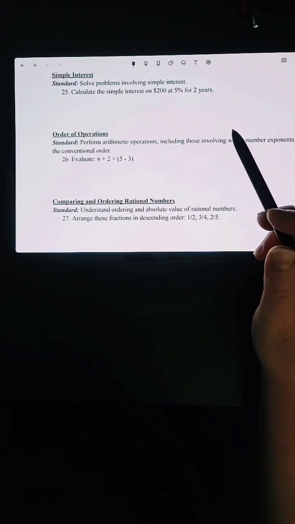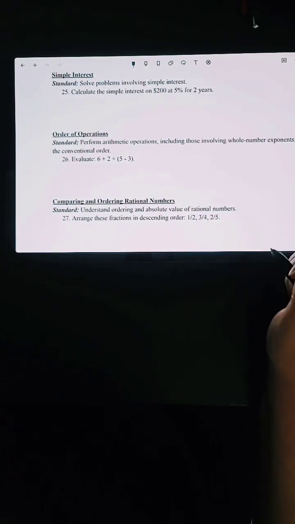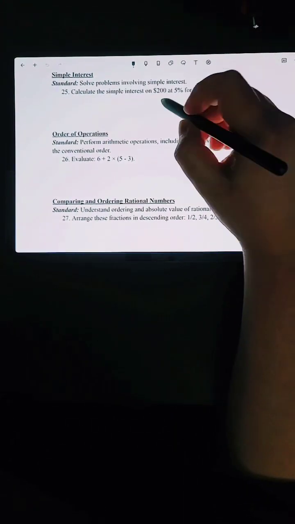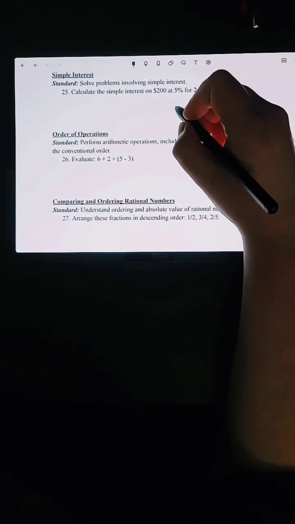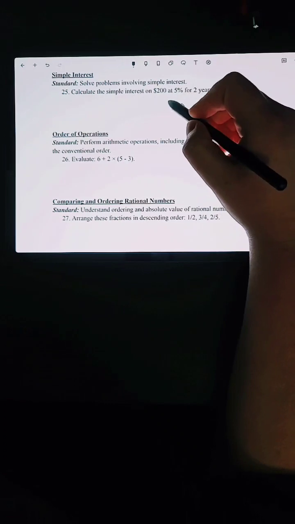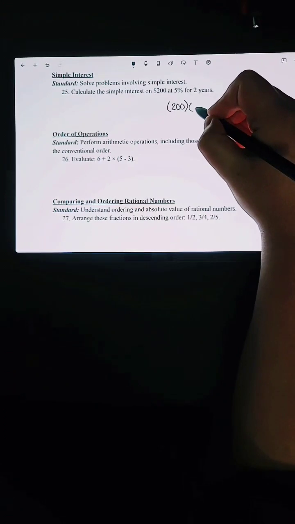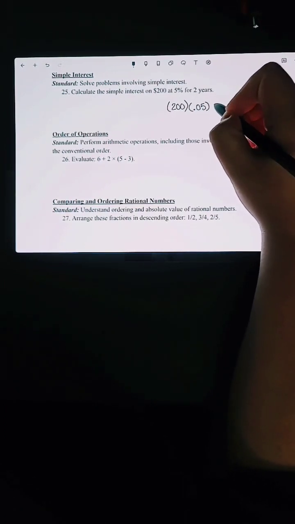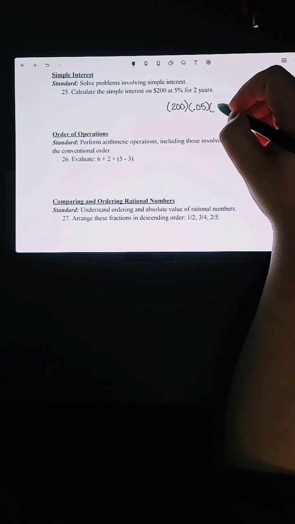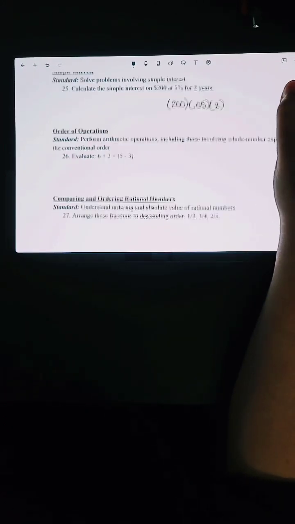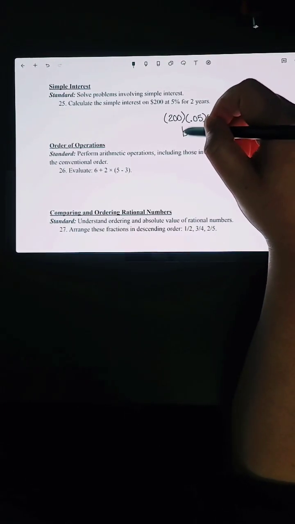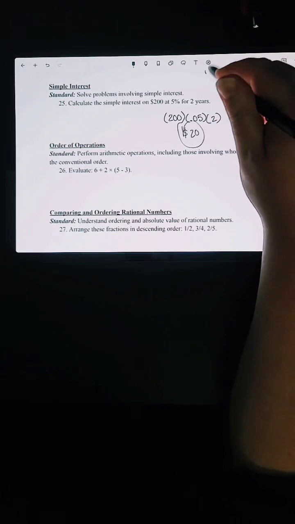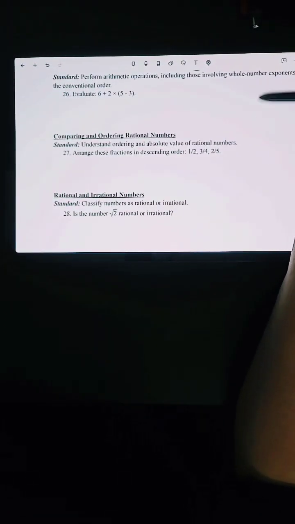Okay. So now we're going to be doing the simple interest thing, which is calculate the simple interest on $200 at 5% for 2 years. So that would be the principal, like the principal is what you start out with, like $200 times 0.05, and then times 2. And then that's going to be $20.